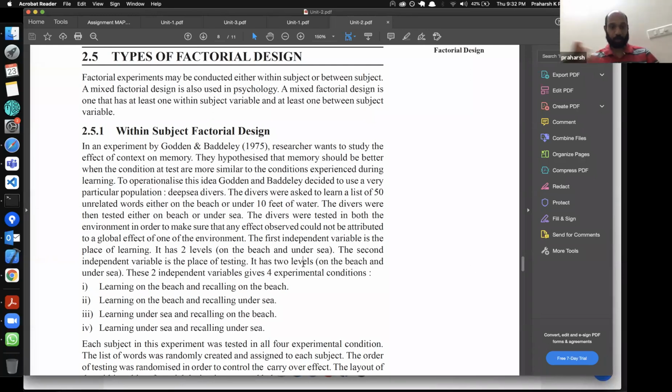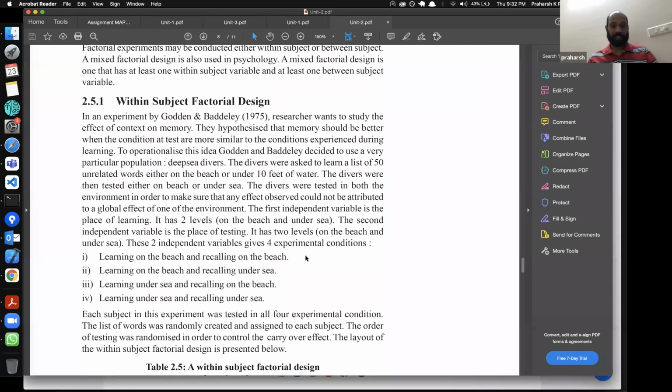Anyway, so that hypothesis was tested using people who can swim. The underwater swimmers were given this experiment. They were given words to learn under the water and recollect on the beach or under the water. So now we have 4 sets again. Where did you learn it? Under the sea or on the beach? Where do you recollect it? Under the sea or over the beach. So that gives you 4 treatments. And then let's see what happened.